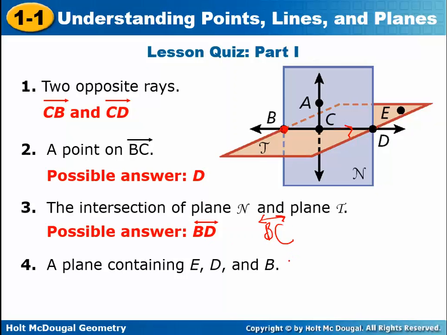A plane containing points E, D, and B. E, D, and B. That's the red plane. Now you can either name the plane with that fancy letter T, or you could have named it as plane EDB. Or is there any other points? Or you could have put C on that too. It could be ECB or BCE if you wanted to go in alphabetical order. You can't use A though, and you can't use the N.